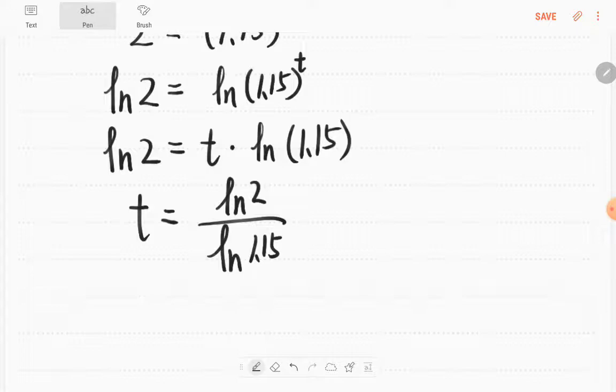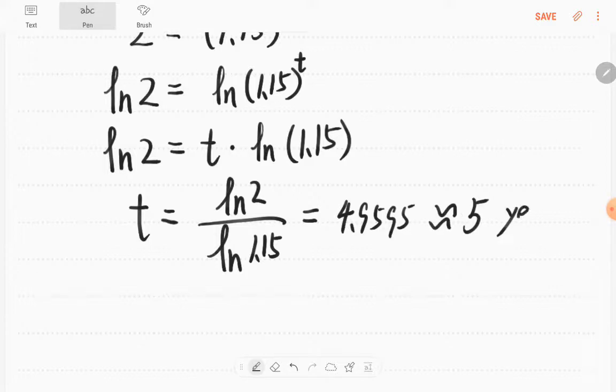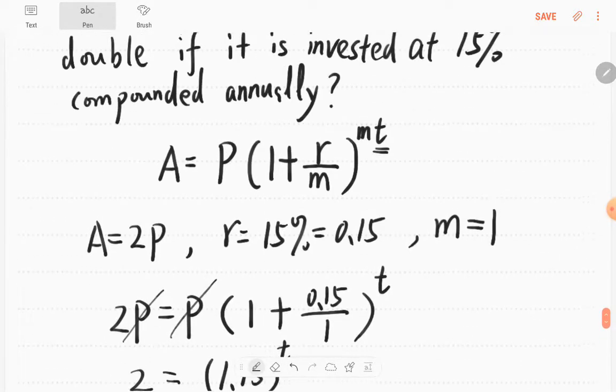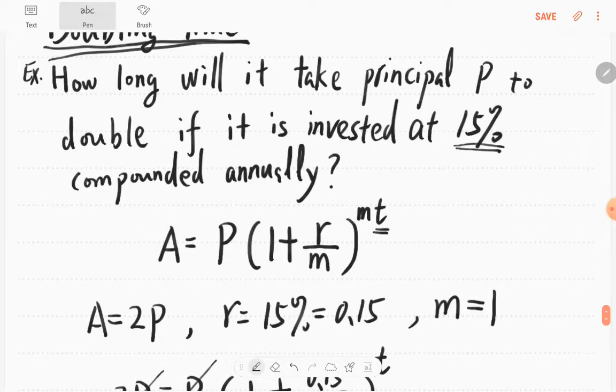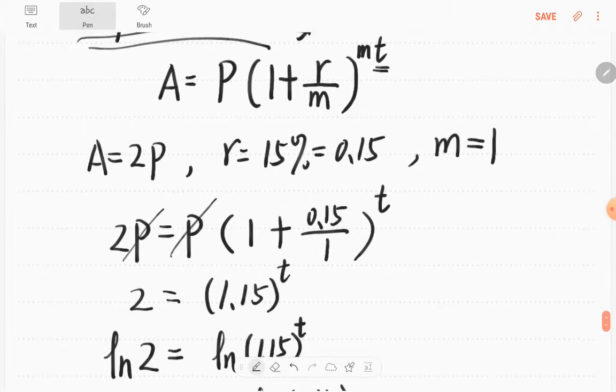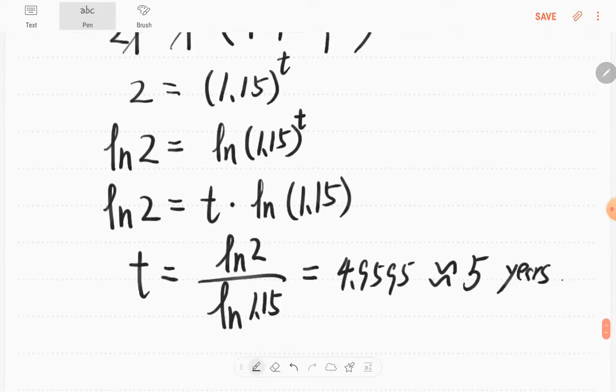If you do the calculation, it is 4.9595 years. So in other words, it's about 5 years. In 5 years, your principal will be doubled under the annual rate of 15% compounded annually. Okay, so this is one application of the logarithm in this section.